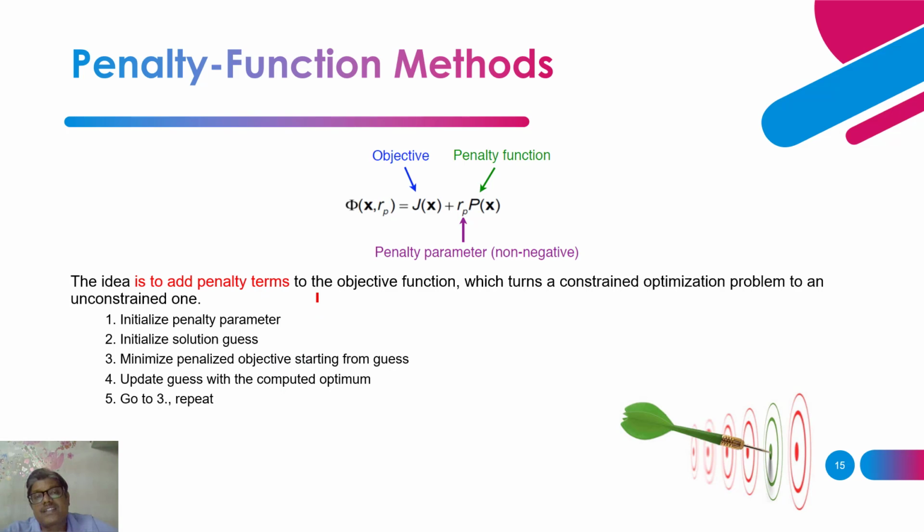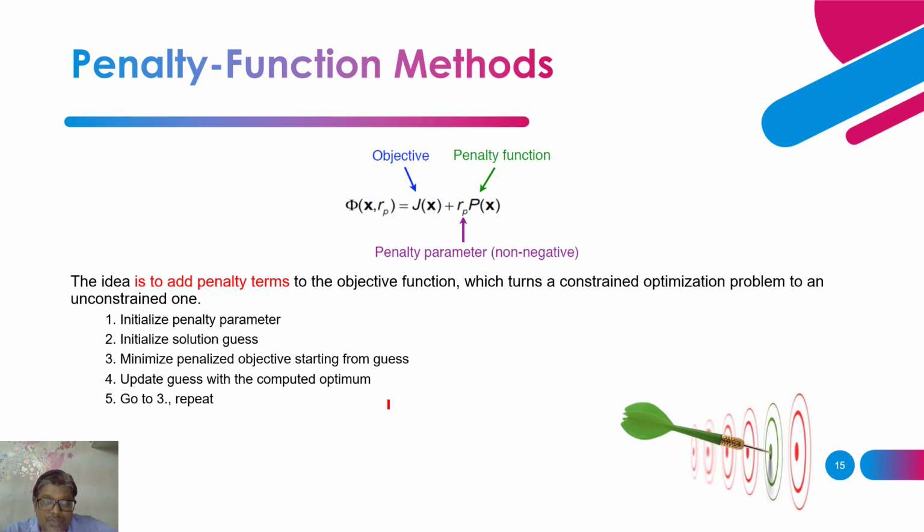So some more details about the penalty function methods. Phi of x comma r_p equals J of x plus r_p into P of x. Already I told you about this. J of x is the objective function, P of x is your penalty function, and r_p is the penalty parameter, a non-negative penalty parameter. The idea is to add penalty terms to the objective function. So we have added the penalty function to the objective function, which turns the constrained problem into an unconstrained problem. That's the first thing.